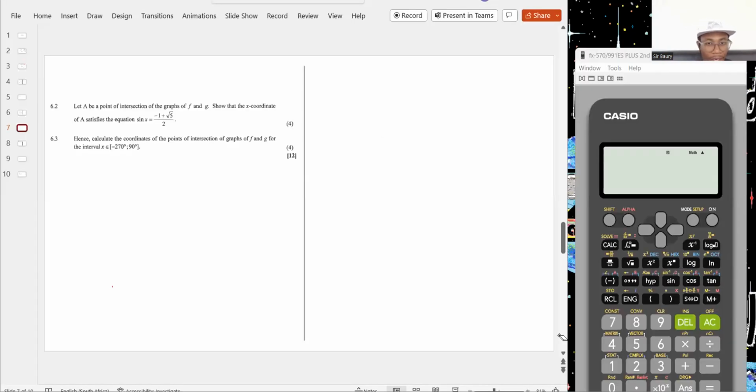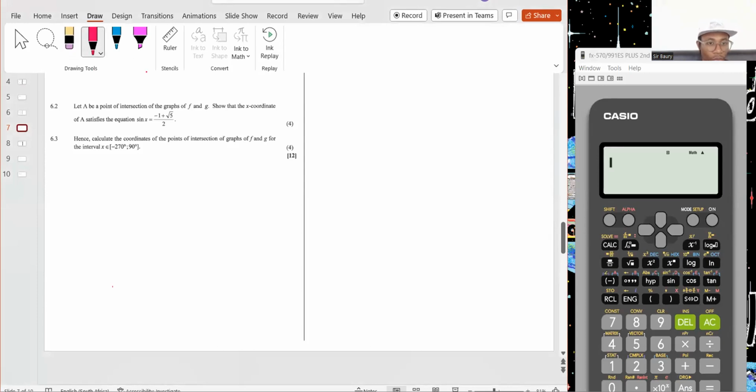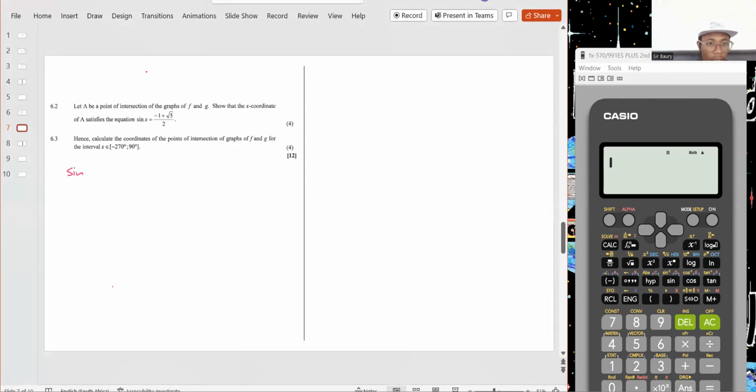Okay, part three. The last part for the extraction of 2017. On the last question, we just proved that sine x equals (-1 + √5)/2. So the next question says to continue from there: calculate the coordinates of the points of intersection. We know the points of intersection satisfy this equation. So here's the interval right here.